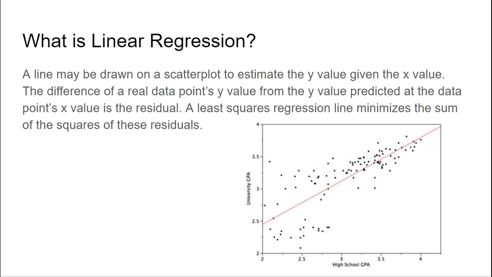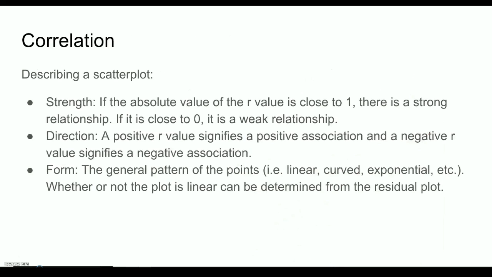All the black points are specific xy coordinates from the data, and the red line is the least squares regression line. On an AP exam, you may be asked to describe certain aspects of a scatter plot. The first is the strength of the correlation. If the absolute value of the R value is close to 1, there's a strong relationship, and if it's close to 0, there's a weak relationship.